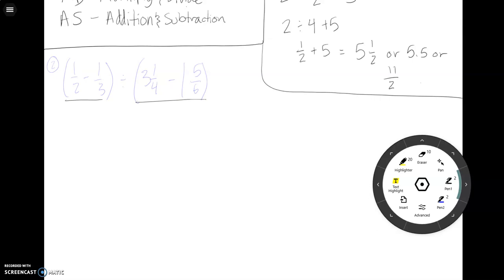So let's look at the first one, 1/2 minus 1/3. We know when we're adding or subtracting fractions, the first thing we have to do is find a common denominator.